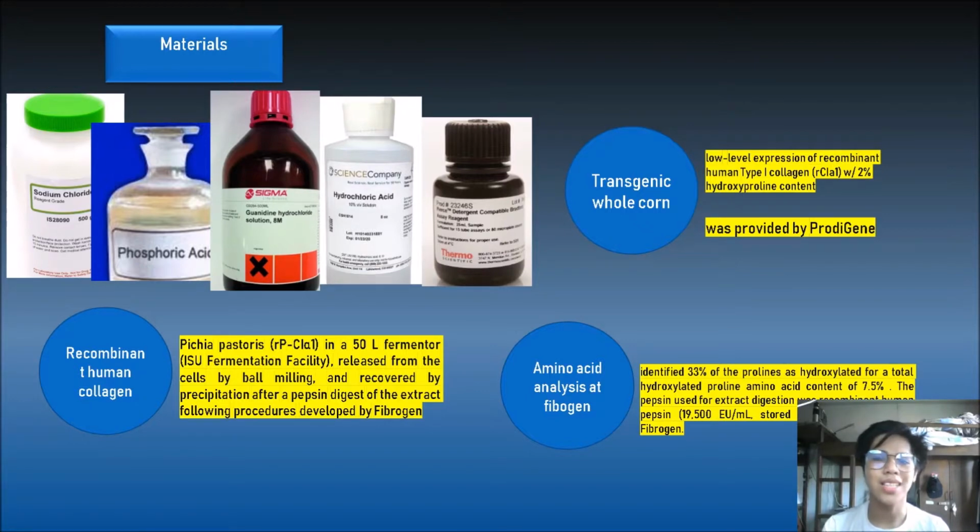Amino acid analysis performed by FibroGen identified 33% of protein as hydroxylated, for a total hydroxylated protein amino acid content of 7.5%. The pepsin used for extract digestion was recombinant human pepsin, stored at negative 20 degrees Celsius, provided by FibroGen.